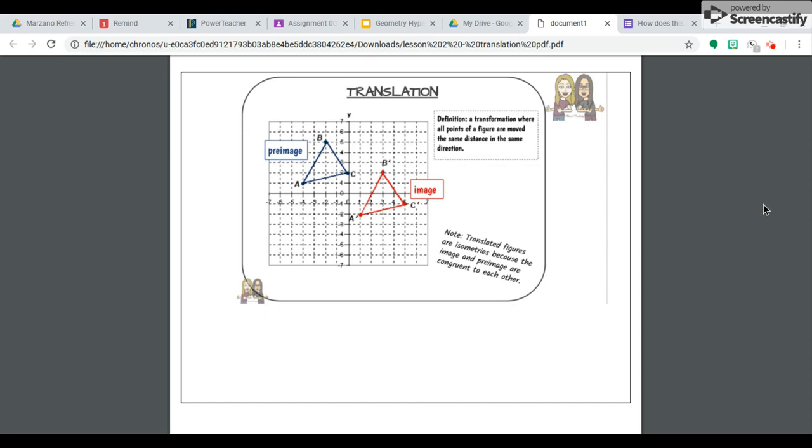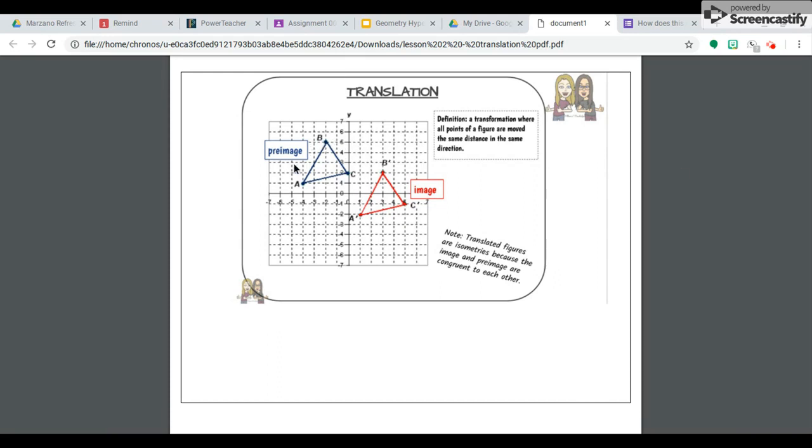In our first teacher time, we're going to talk about the transformation known as a translation. But before we get into some examples, I want to quickly talk to you guys about what you see on the screen right now. Notice that we have a blue triangle and a red triangle. We're going to start our translation with the blue triangle.